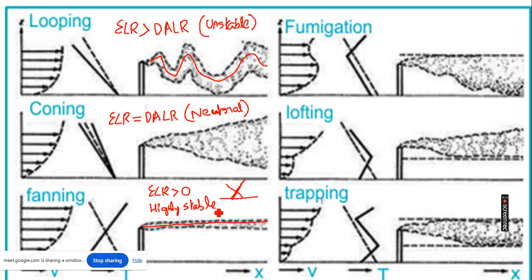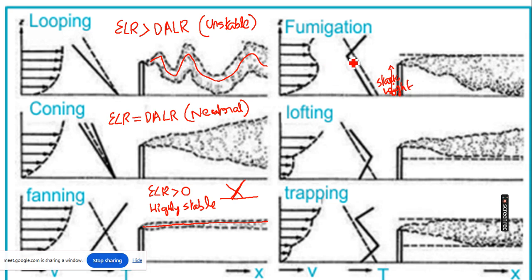Now the fourth one is fumigation. So now you understood what an inversion layer is, right? An inversion layer is when there is an increase in temperature with respect to height. In case of fumigation, we have an inversion layer on top of the stack. Stack height is basically the height of the source of the plume. This is what is basically emitting the pollutant. The source of the plume is known as the stack, and this height is known as the stack height.